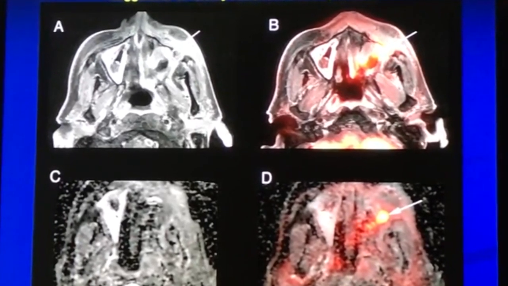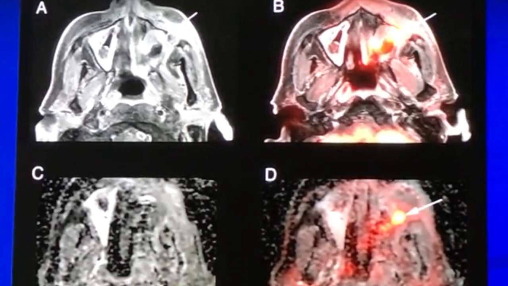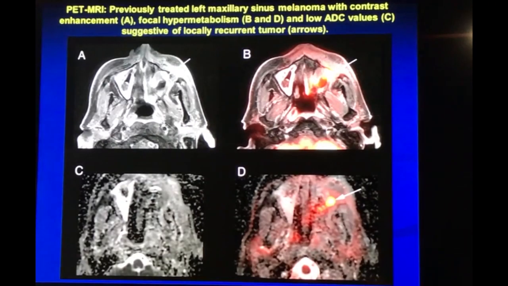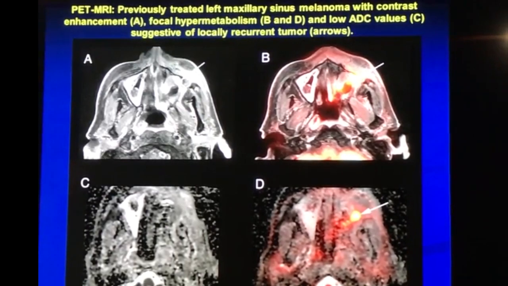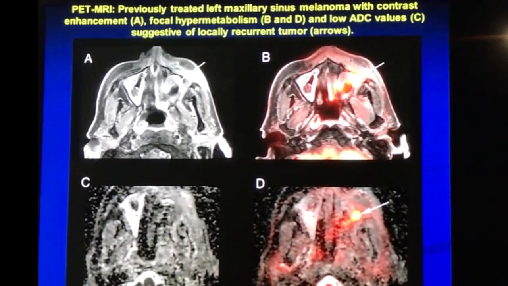So these are the three most common hybrid techniques that we use in this field. In fact, hybrid imaging has really given our field a shot in the arm and has taken us into the frontier of imaging.